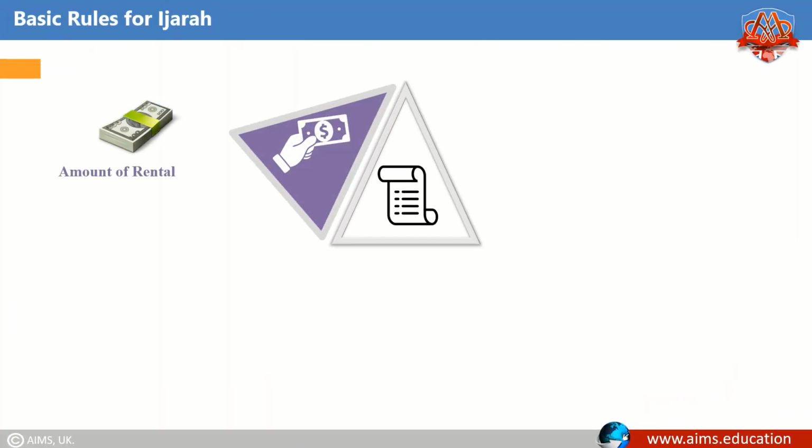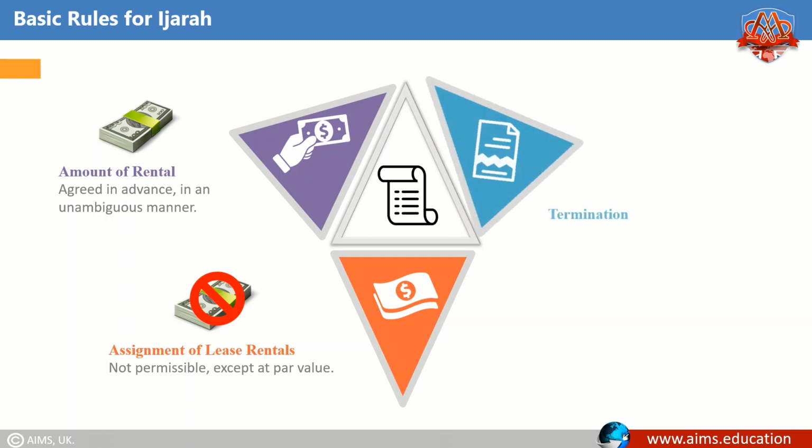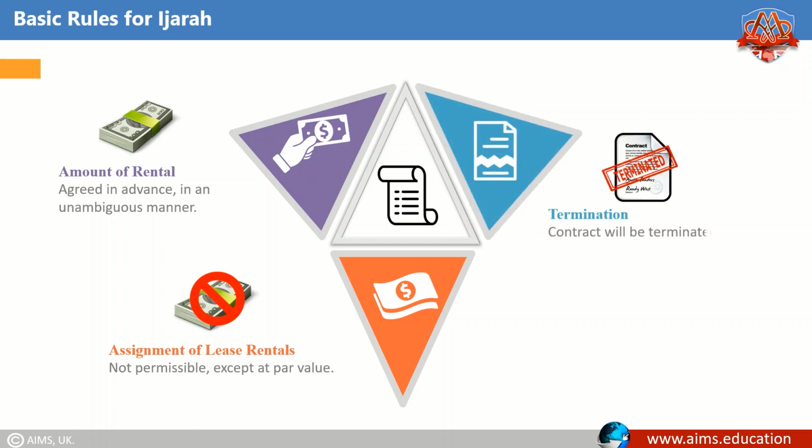Amount of rental. It must be agreed in advance in an unambiguous manner. Assignment of lease rentals. Assignment of only the lease rentals is not permissible except at par value. Termination. The contract will be terminated if the asset ceases to give service for which it was rented.